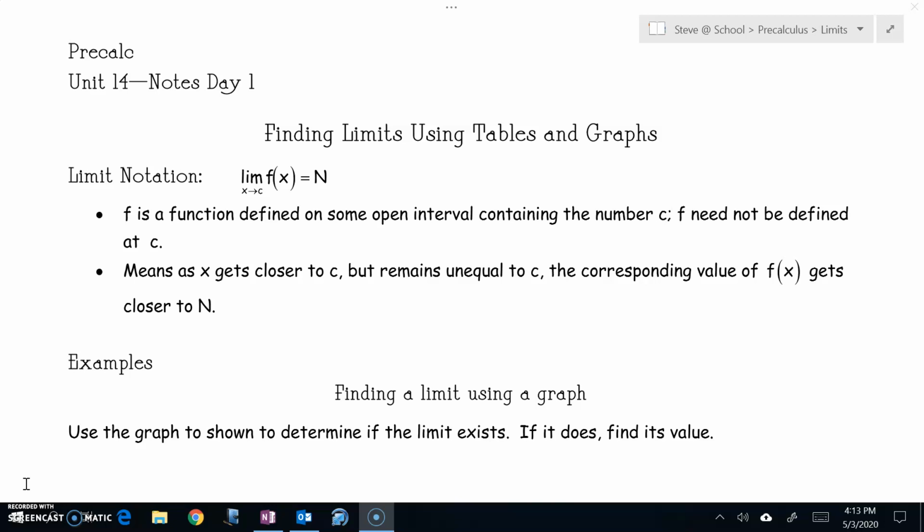Today we're going to do something really quick. We're going to find limits using graphs. So the tables part actually is not going to be for you guys. First thing you got to notice is what is a limit and what does it look like?